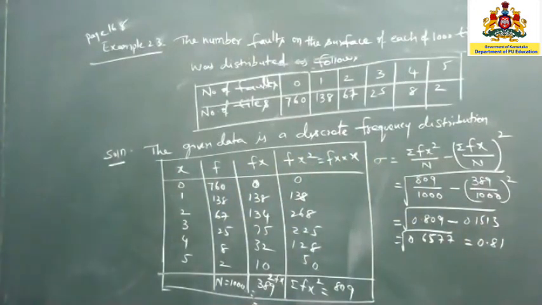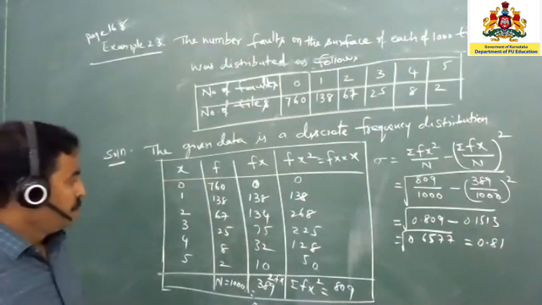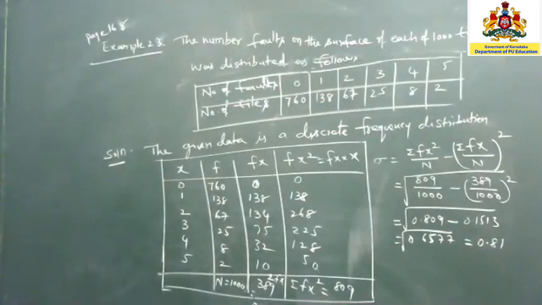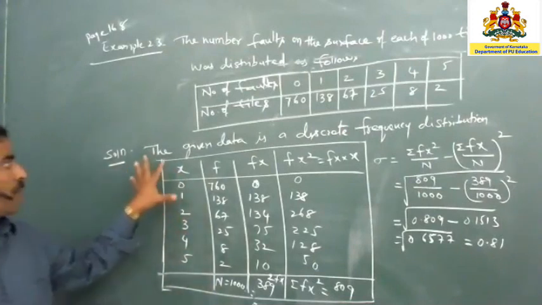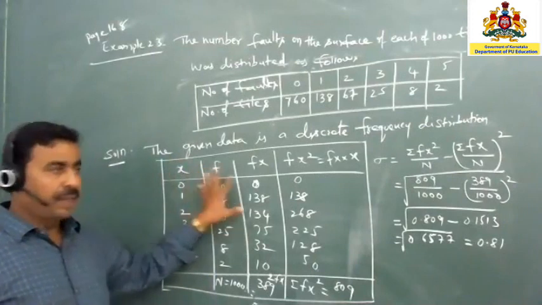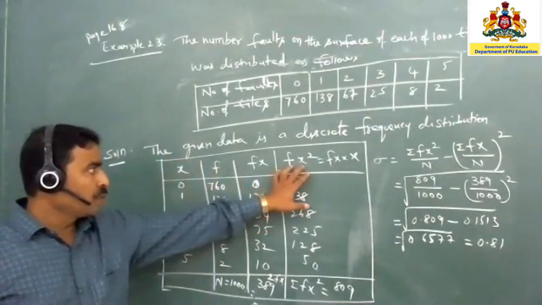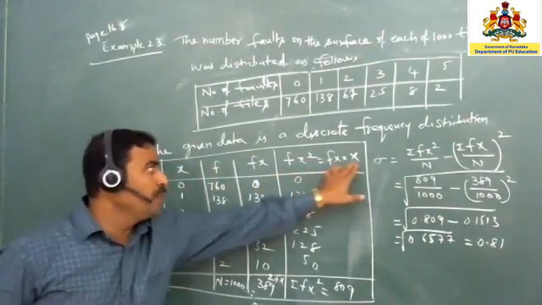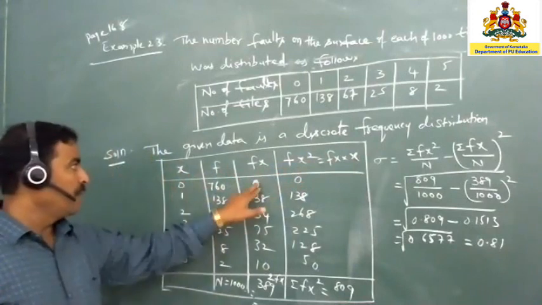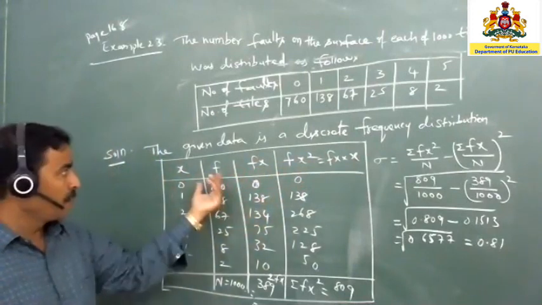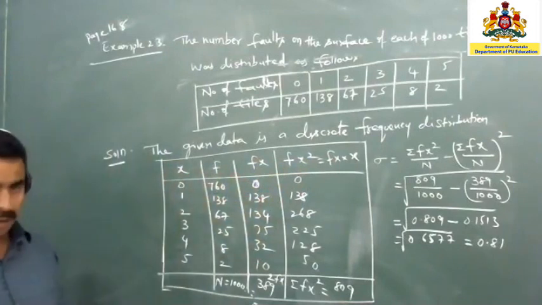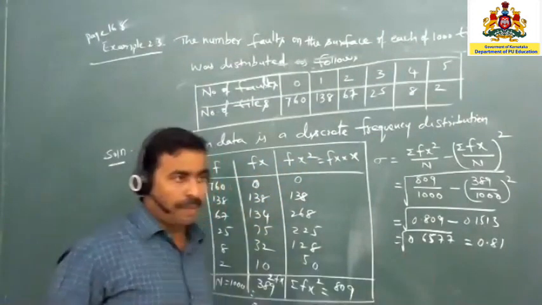This is for a discrete frequency distribution. Two columns will be given, x and f, then fx. Fx square is the fx column into the x column again. Otherwise, you can write x square separately, then multiply with f. That is also correct, and you get the same answer, 0.81.